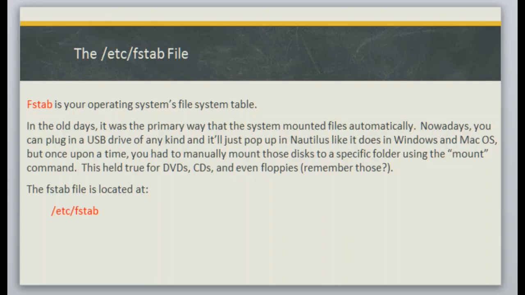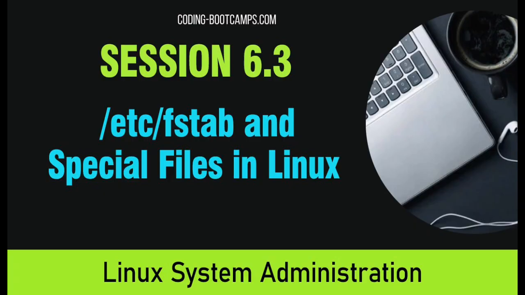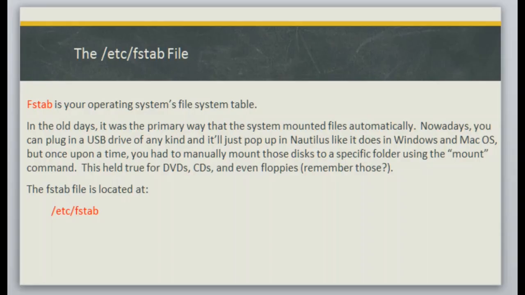So we're going to take a look at the /etc/fstab next. So guys, the fstab is your operating system's file system table. In the old days, it was the primary way that system-mounted files were mounted automatically. Nowadays, however, you can plug in a USB drive of any kind and it'll just pop up in the Nautilus like it does in Windows and Mac OS.